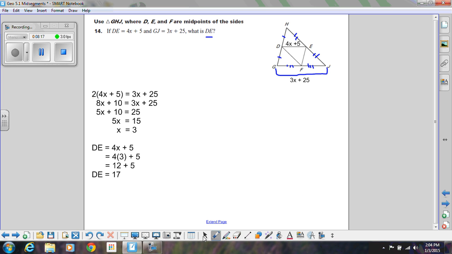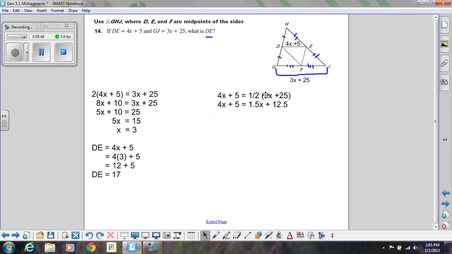Now another way you could have thought of this is by saying 4x plus 5 is equal to 1/2 of 3x plus 25. So if you'd rather think of it as a half rather than doubling this, then you can do that as well. You just have to deal with fractions or decimals. So I chose to distribute and use decimals. So if you do that, I'm going to get 4x plus 5 is equal to 1.5x.